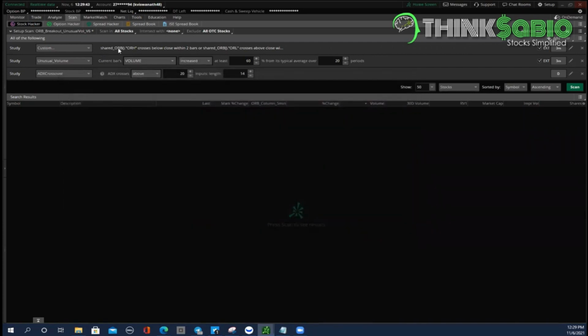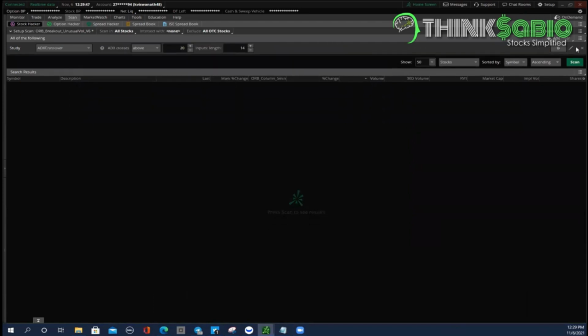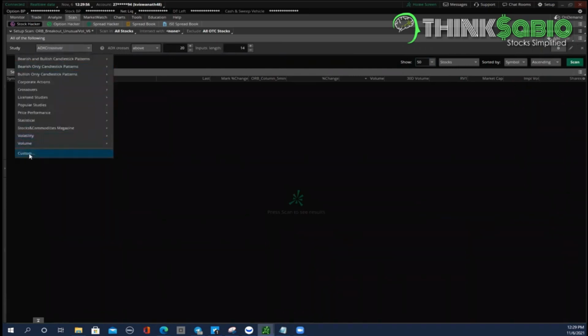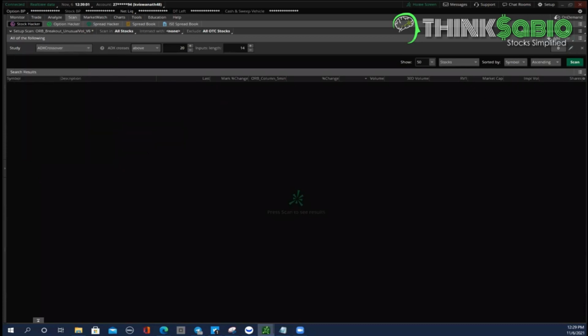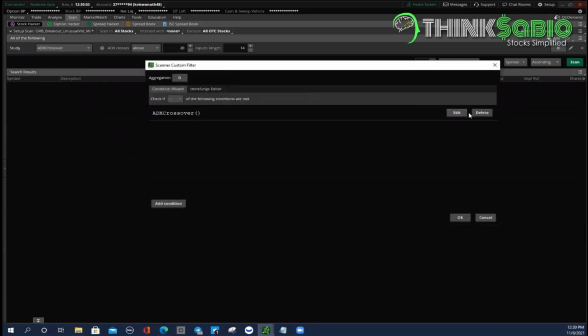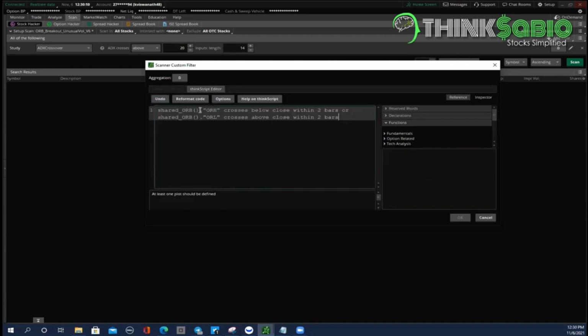So the name of your ORB scanner, let's say you're doing it brand new, right? You don't have anything. So you go to scan, you click on add filter, you click on study, right? Then some default will come. You click here, go to custom, or you can directly click this here. And then you pull this here, and then you delete whatever is there. Sorry, go to thinkScript editor, and then paste this. So this right here is my ORB study.